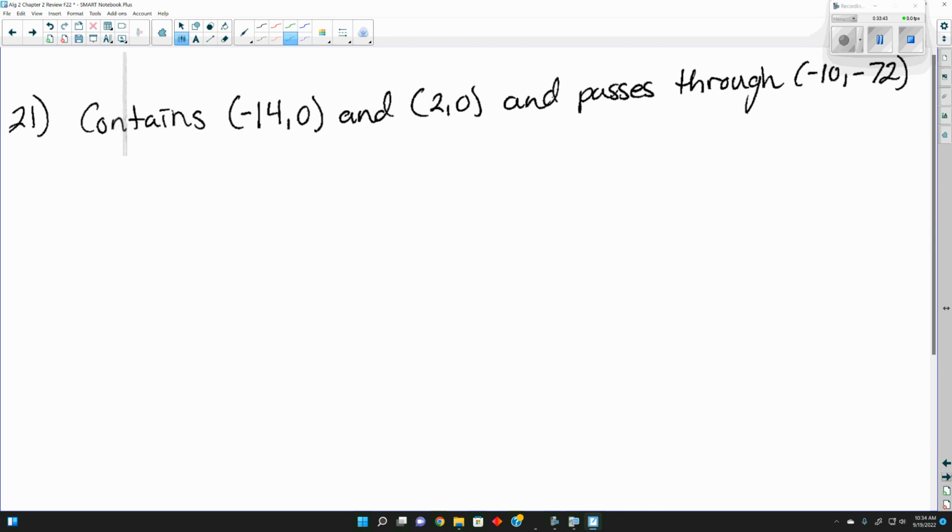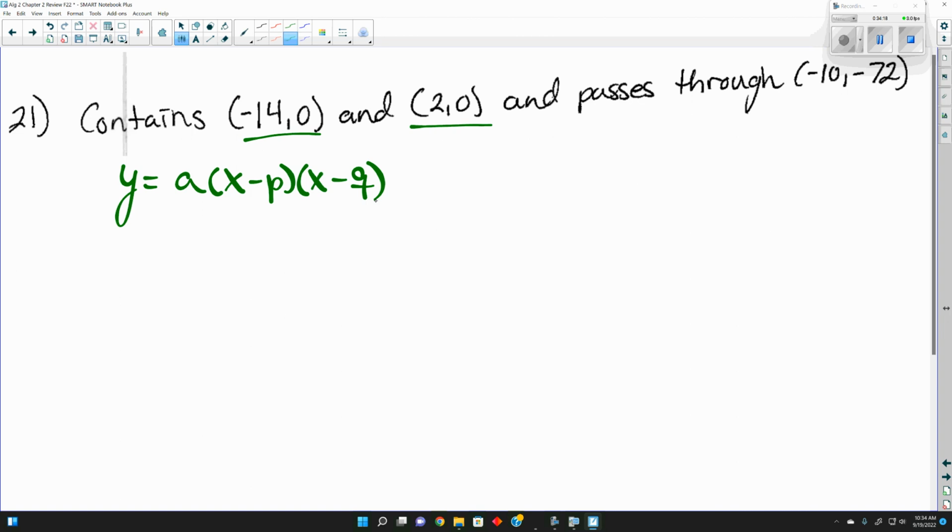Let's look at this one here. 21. Now this one here, it gives us 3 points really. These two here are x-intercepts. The reason we know that they're x-intercepts is because the y value is 0. Now some of it might tell us that the x-intercepts are these two values, then those are the values of the x-intercepts. So here, y is equal to a times x minus p times x minus q. This is the x-intercept form of the quadratic.